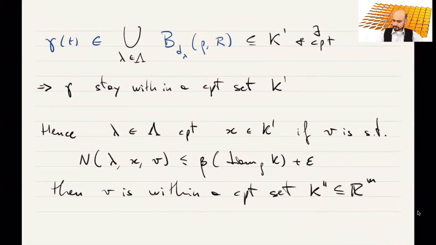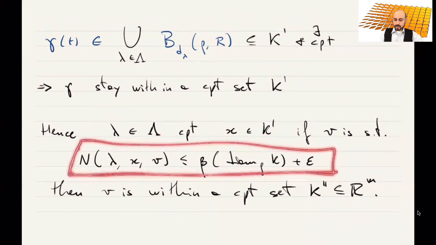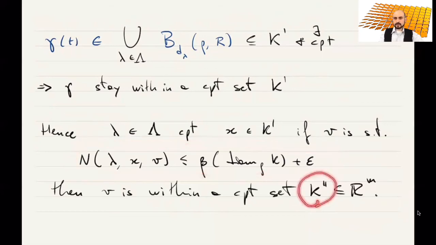Okay, so to write it better, I should say there exists a compact set K double prime such that if lambda is in capital Lambda, x is in K prime, and V is a vector with this bound, then V is in the set K double prime. Okay? So now we have three compact sets. We have K, the initial set of the manifold. We have K prime, an enlargement. And then we have K double prime, a set of vectors in R^m.